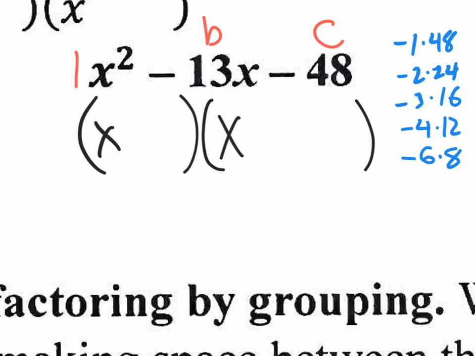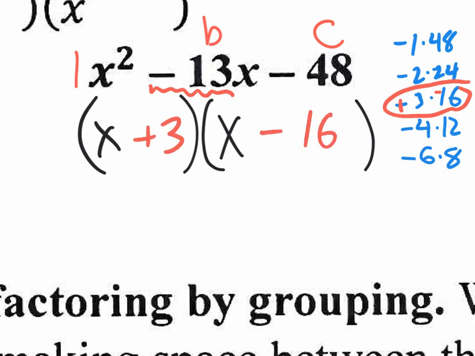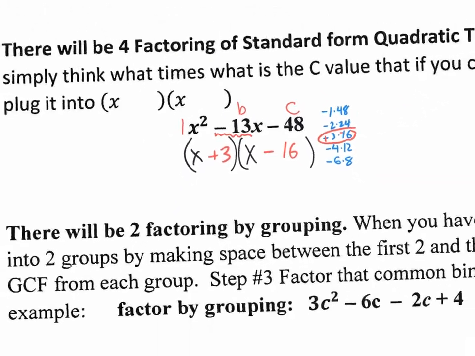Negative 3 and 16. If I combine these, a negative 3 and 16, that'll give me a positive 13. And we know we want a negative 13. So we have the right numbers, we just have the wrong signs, right? So let's change that negative 3 to a positive 3 and change that 16 to a negative 16. Once you figure that out, you simply plug in those 2 values, the plus 3 right there and the minus 16 right there, and you are done. So like I said, you're going to have 4 of those, and they're really easy.